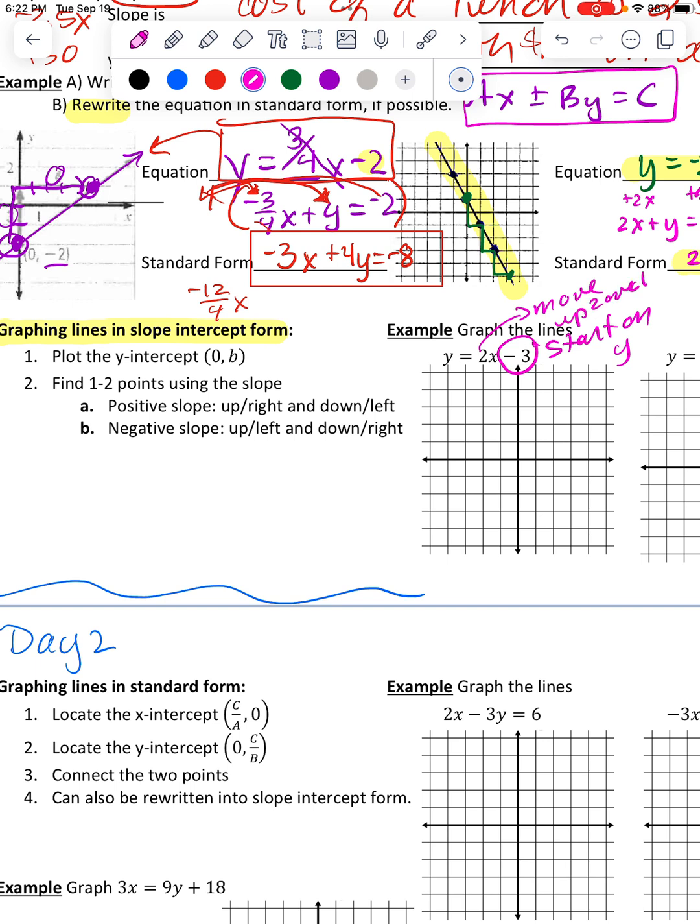So I'm going to start at -3 on the Y, so down 1, 2, 3. Then I'm going to go from there up 2 over 1, up 2 over 1, up 2 over 1. And you can keep doing that forever and ever if you wanted to for the rest of your life. Or you can get just enough points that you can make yourself a straight line. So because that was positive slope, my +2, I went up and over.